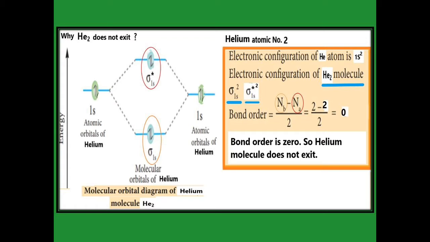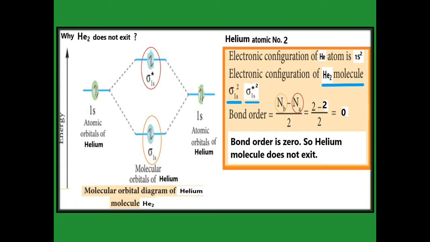Now see the bond order. First we have to write the helium molecule's electronic configuration. Don't confuse the atomic electronic configuration with the molecular electronic configuration. Molecular electronic configuration contains sigma, sigma star, pi star and so on. Now I underline that. First, sigma 1s contains how many electrons? 2 electrons. In the same way, sigma star 1s also contains 2 electrons.